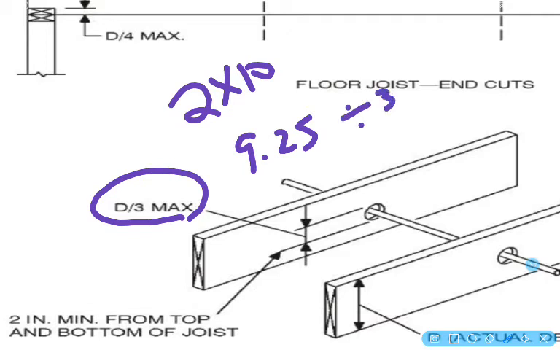Divide by 3, and you get 3.08 something. That would be the maximum size. So basically 3 inches is the case, but nonetheless it's D divided by 3. So that is the maximum size hole you're allowed to drill, again, as long as it doesn't come within 2 inches of the top and bottom.